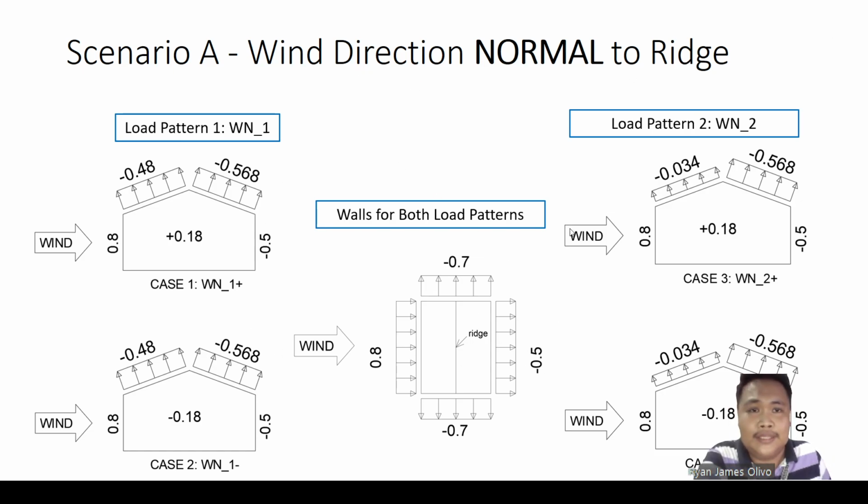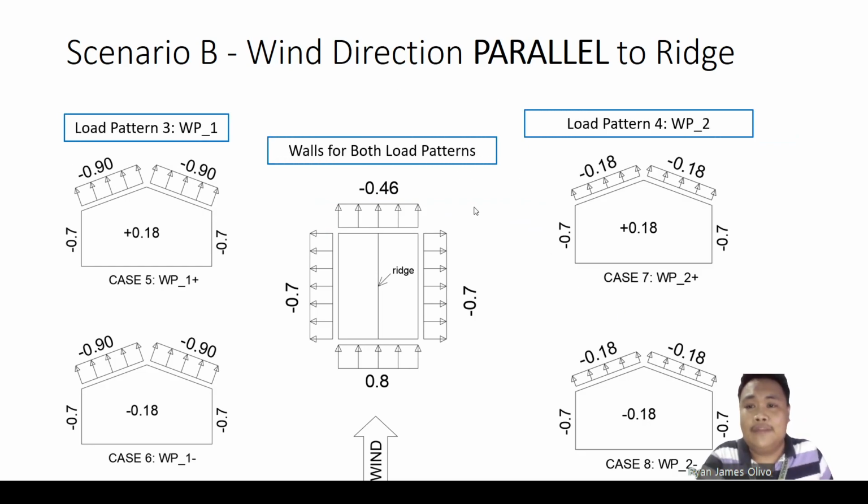So this is for the wind direction normal to the ridge, and based on the enclosure classification, this is enclosed in the wind direction normal to the ridge, whether the door is closed or the door fails. No, there is no close for the door. Then we have the parallel.